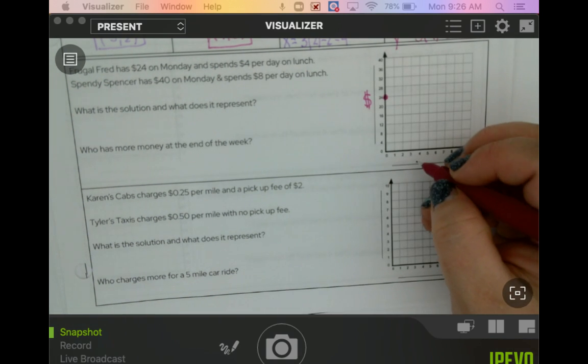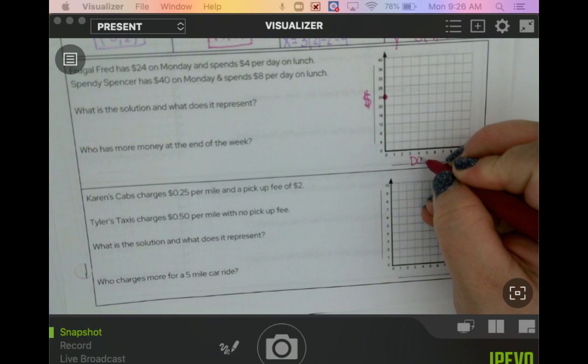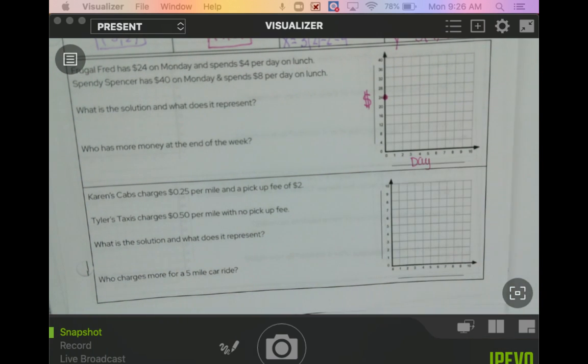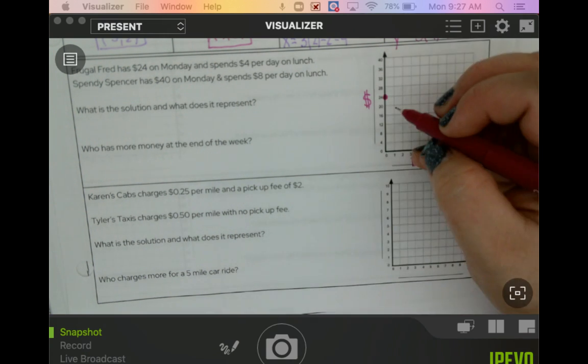And this is going to be the number of days that he goes and spends $4 on lunch. This is the only part of graphing that's a little tiny bit tricky, but when you think about it, it's not so bad. He spends $4, which means we're going to go down $4 in over one day. So the next day he should have $20 left.